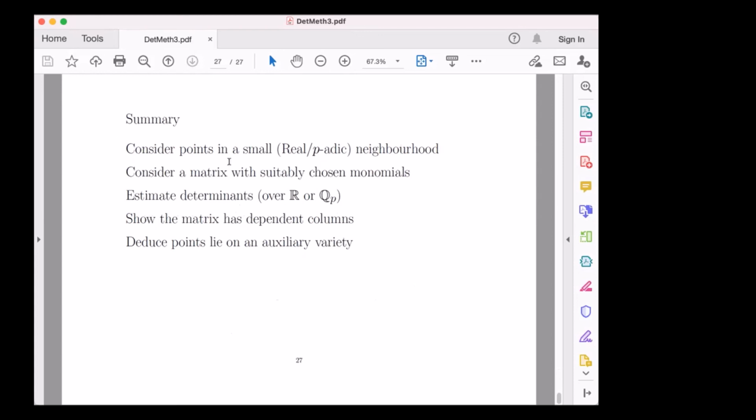So in its local variant, you consider points in a small, either real or p-adic neighborhood. You construct a matrix with suitably chosen monomials, and what suitably chosen means may depend on the application that you're looking at. You estimate the determinants over R or Q_p as appropriate and show that they must vanish if your neighborhood is chosen suitably small. And you deduce then that the points lie on some sort of auxiliary variety, and you use that information. So there you have it, 3 hours of lectures summed up in 6 lines.